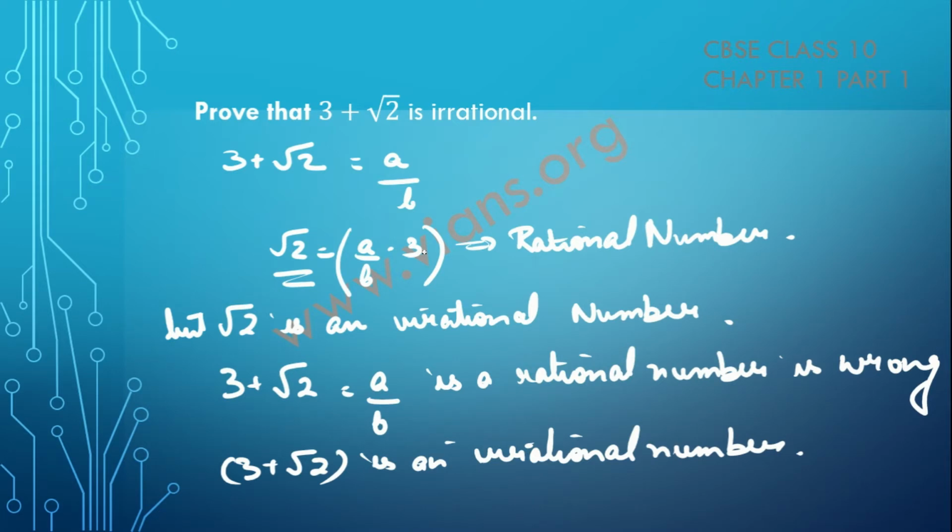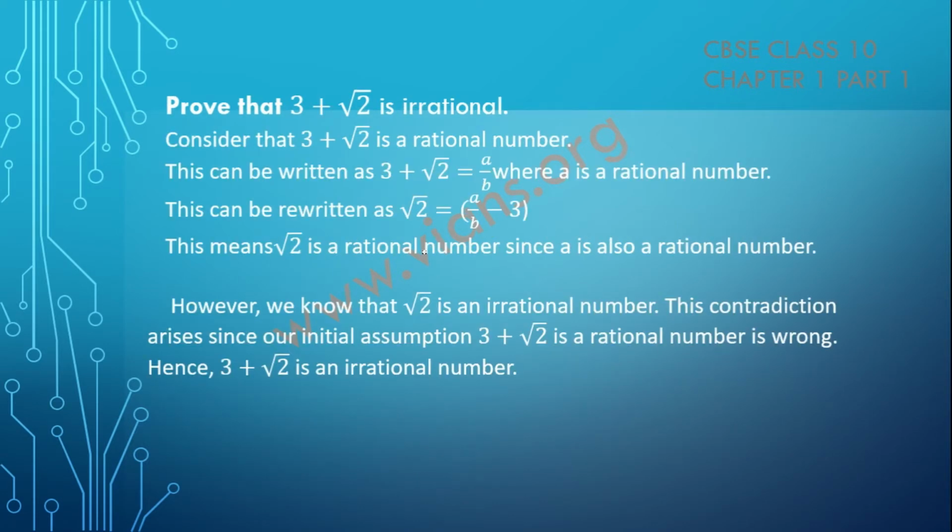So root 2 is an irrational number, and therefore it's not a rational number, and therefore 3 plus root 2 is also not a rational number. Our previous assumption was wrong. You see, that's what we've explained over here as well. 3 plus root 2 is equal to a by b, where a and b are rational numbers.